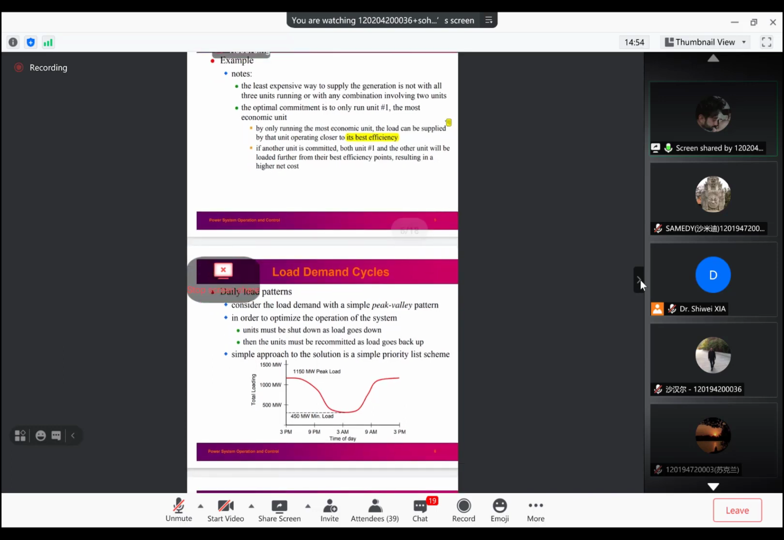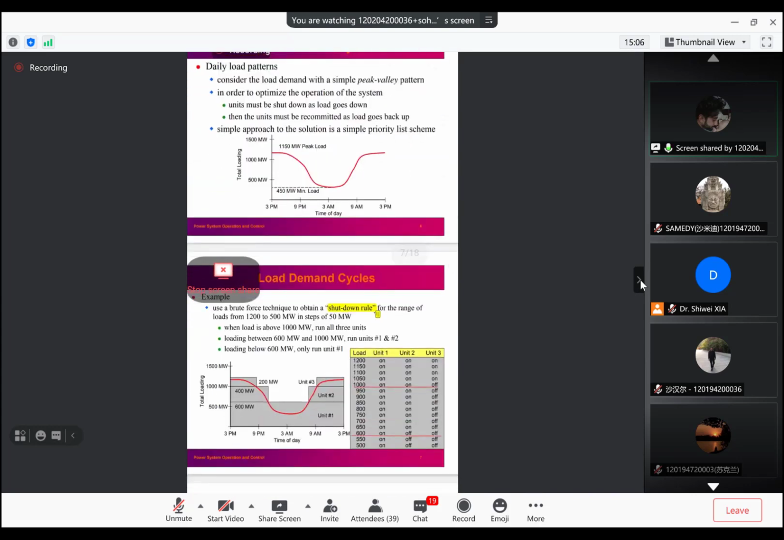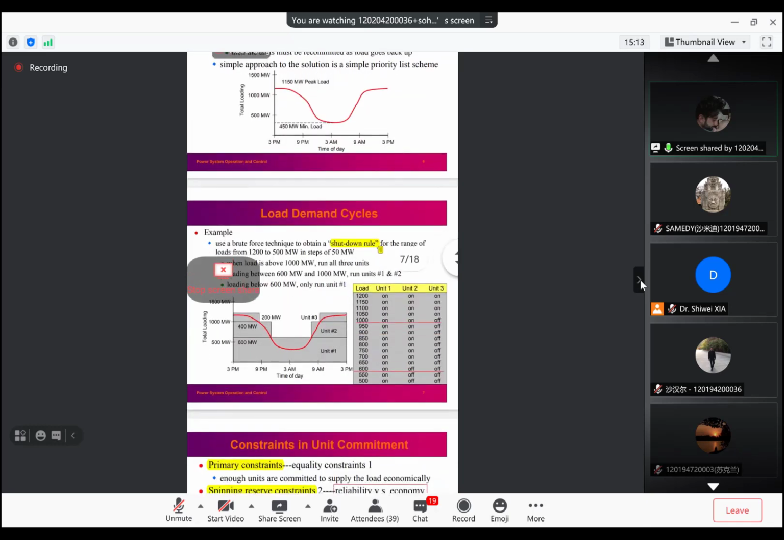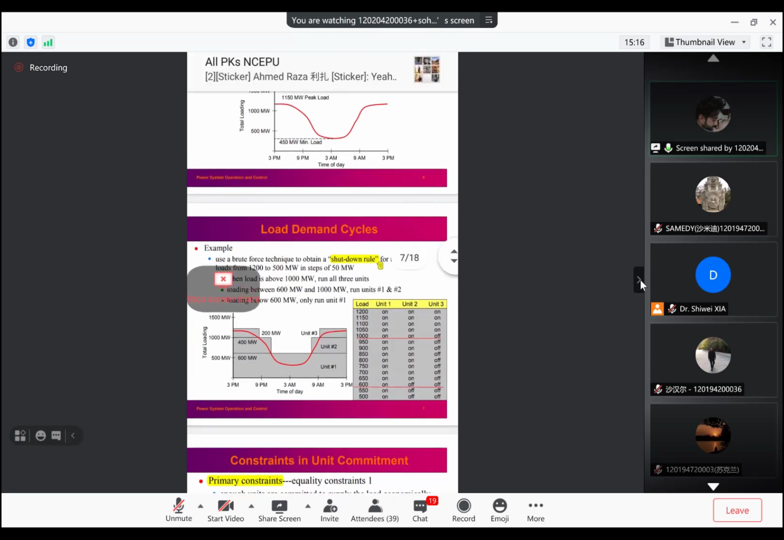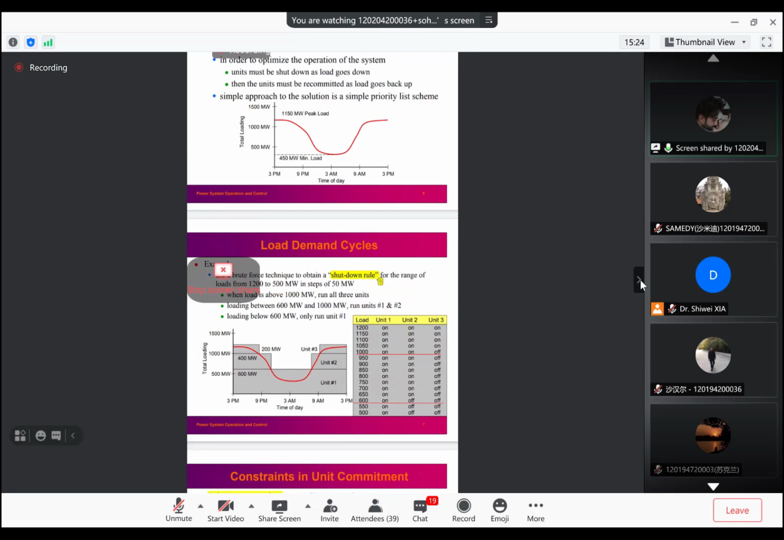units. Now a simple approach to the solution is a simple priority list schedule. I would like to explain this more with the help of that table. I am on the 7th slide. Here you can see that there is a table. In the first column, there is the load, then unit 1, unit 2, unit 3. You can notice that at 1200 megawatt load requirement, unit 1, 2, 3 are all on.